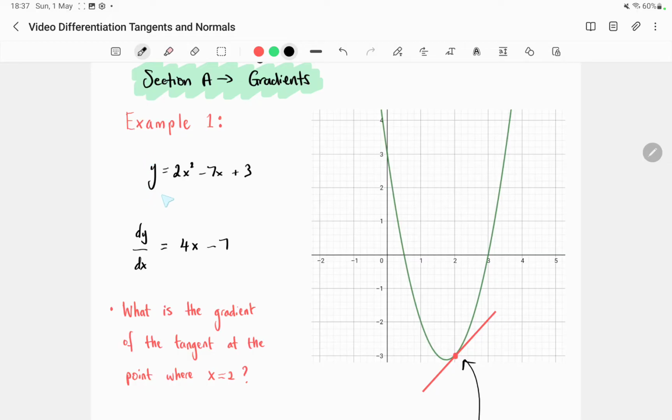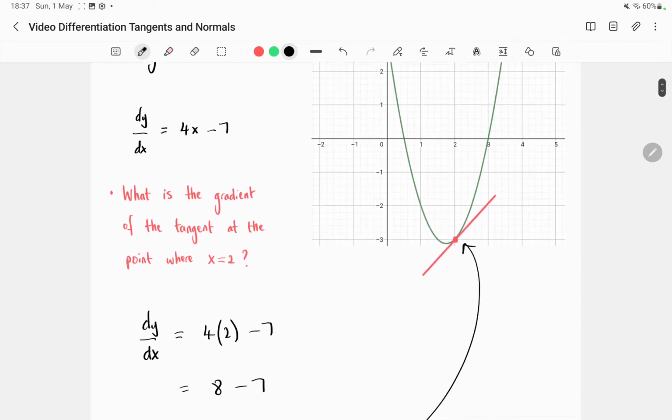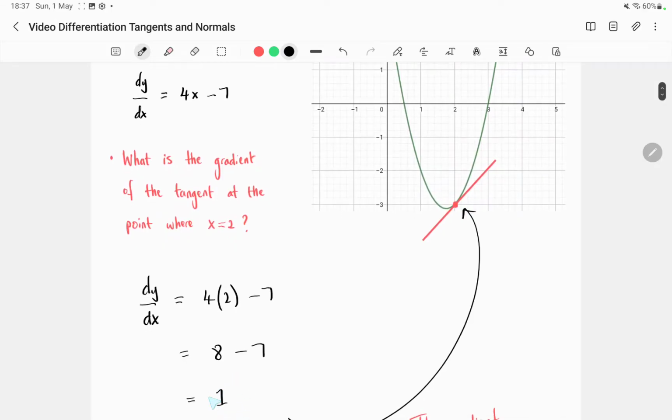So what we do is we differentiate the equation of the curve, 2x squared minus 7x plus 3. Therefore we get dy by dx is equal to 4x minus 7. Now this gives us the gradient of the curve at any x value. In this question, the x value is 2. So plug in 2 into our dy by dx. 4 2's are 8. Subtract 7. That gives us a value of 1. That means that the gradient of this tangent is 1.